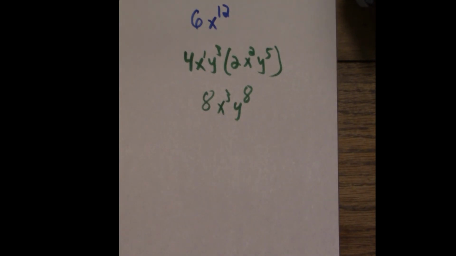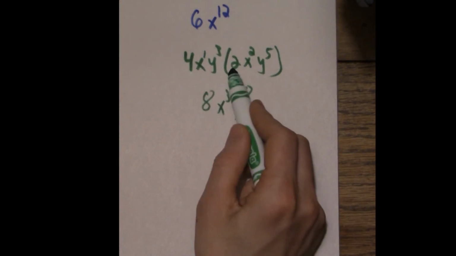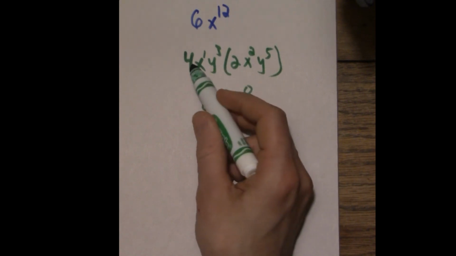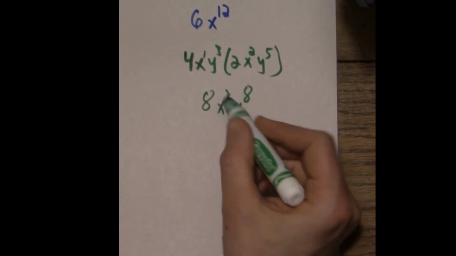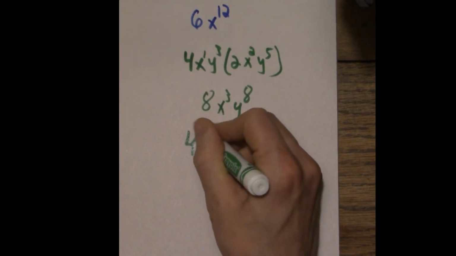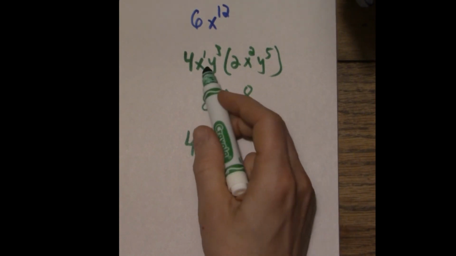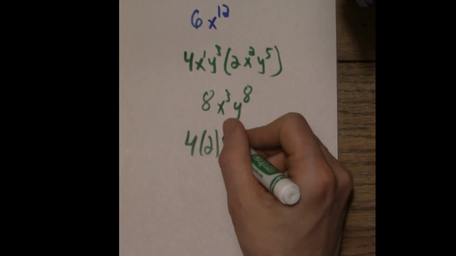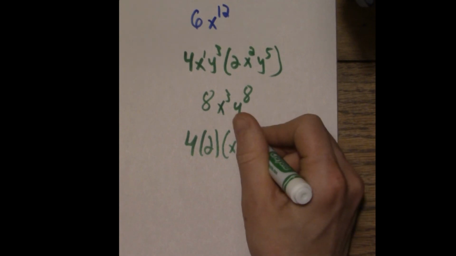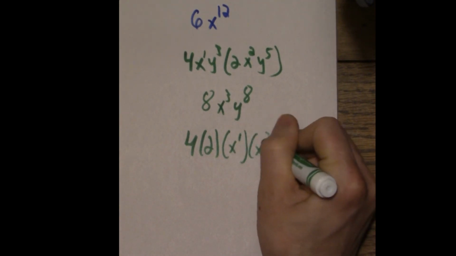And so what you could do, if you wanted to, you could group all these together. So you could say, all right, here's a 4 and that's a 2. I'll write this 4 times 2. And this is an x to the first, and this is an x to the second. So I can write x to the first times x to the second.